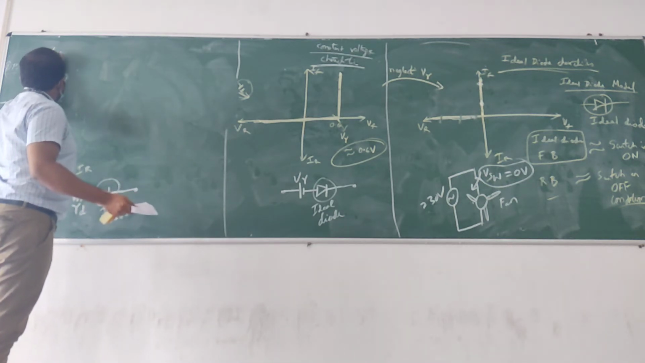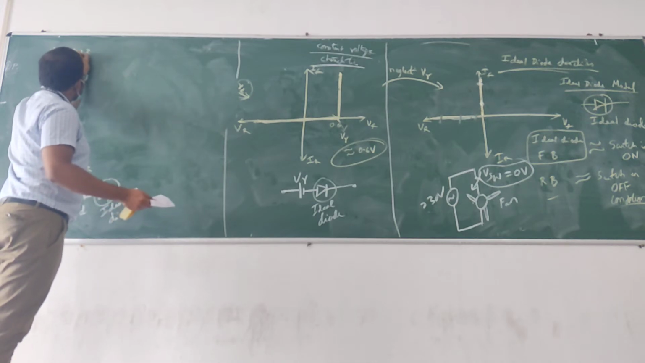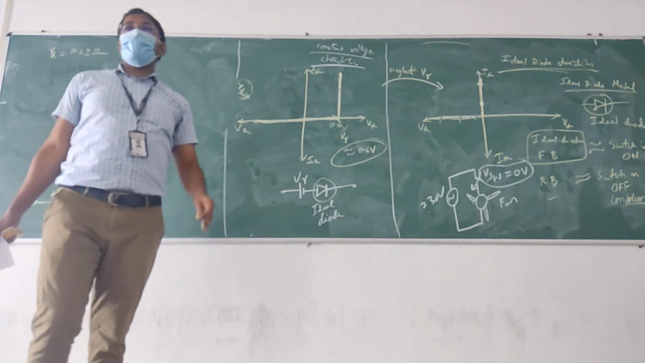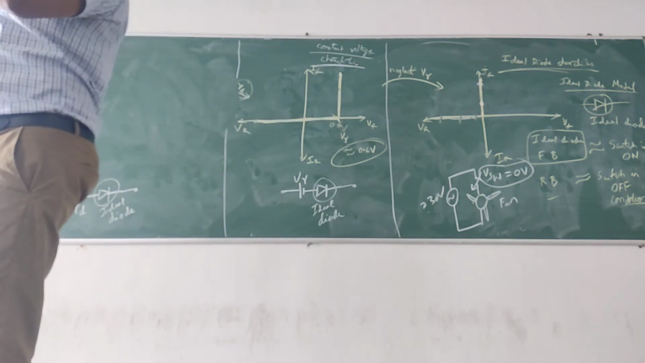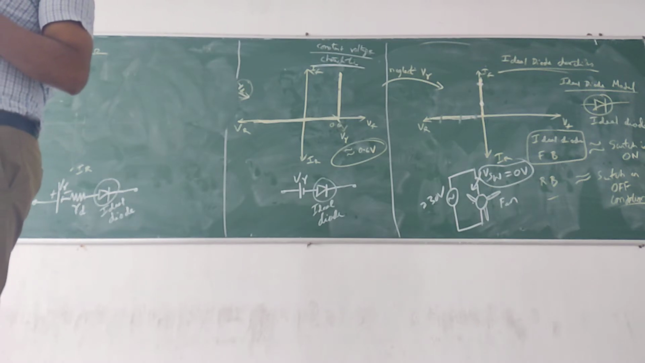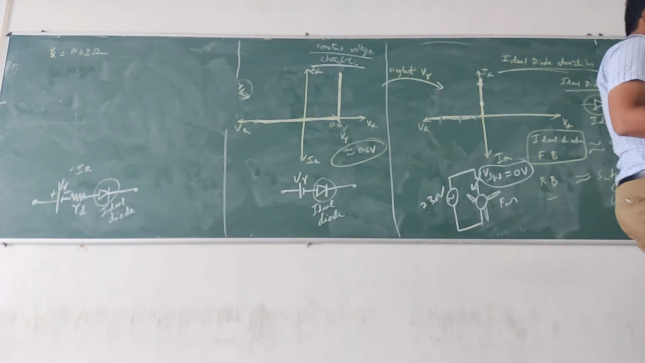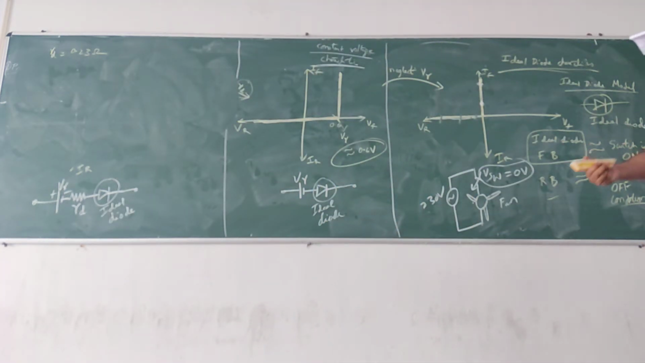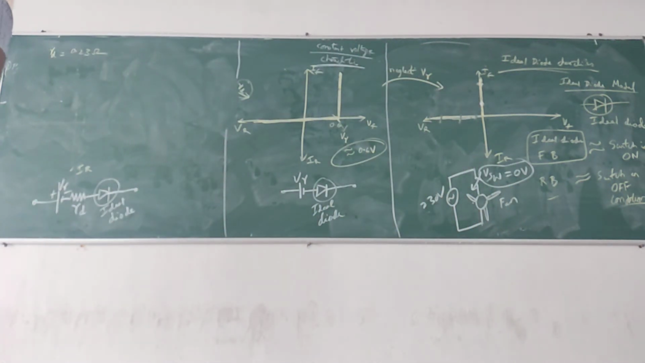So RD is given, 0.23 ohm. Some books call it RD, some books call it RDF, any symbol whatever you want to choose. The logic has to be correct. Also calculate the voltage across the diode and the load resistance. I repeat: also calculate the voltage across the diode and the load resistance.